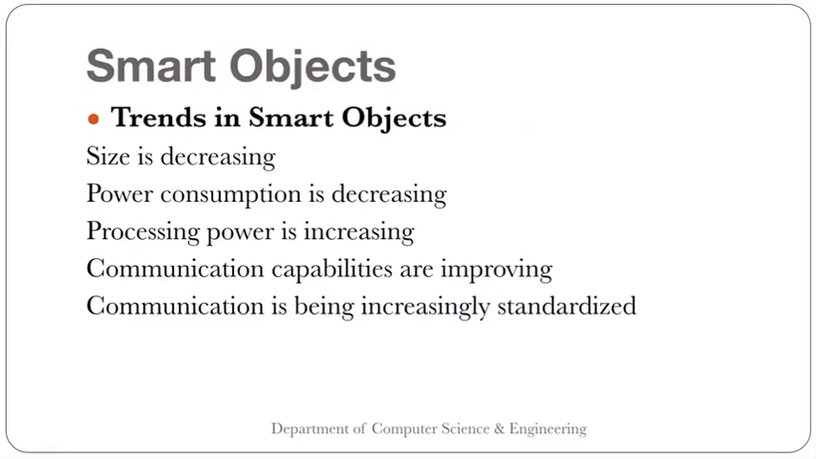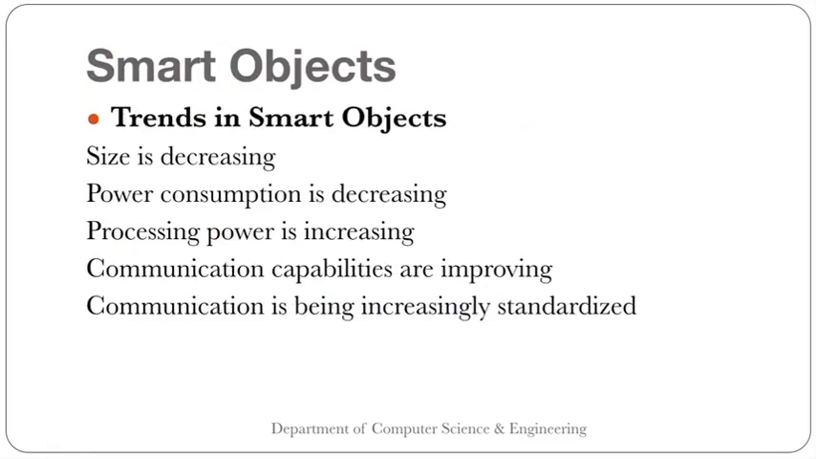Previously there was no Bluetooth in a watch, but now we are having a Bluetooth in a watch, right? So we are having the sensors in a watch which are sensing how much we have walked and all. The smaller and smaller they are getting, so it is easy to embed them into everyday life devices. Power consumption is decreasing.